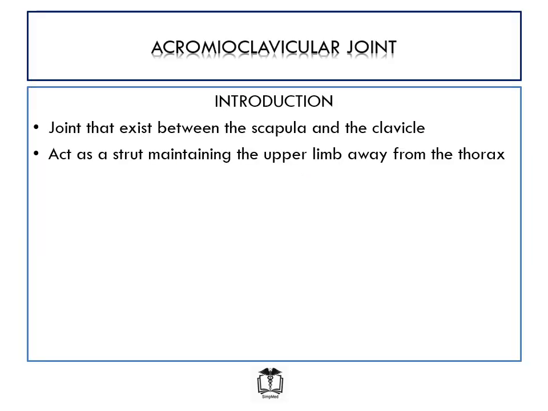The acromioclavicular joint is a joint existing between the scapula and the clavicle. As the name implies, it's the joint between the acromion of the scapula and the clavicle. And this joint permits a greater range of upper limb motion, and it tends to act as the strut that maintains the upper limb away from the thorax.